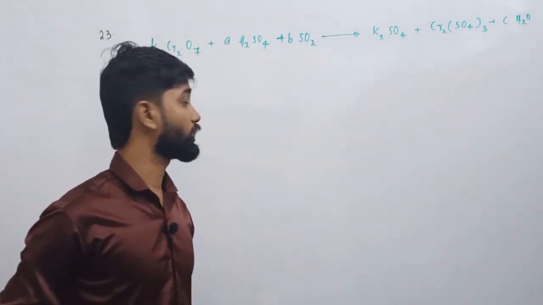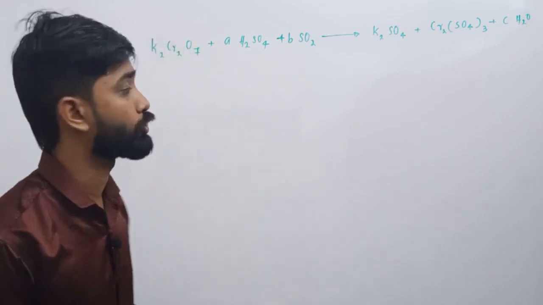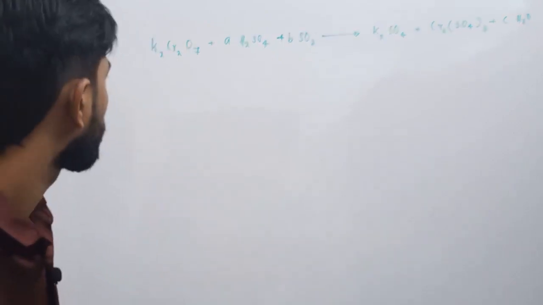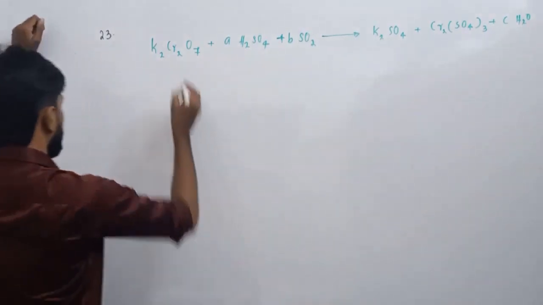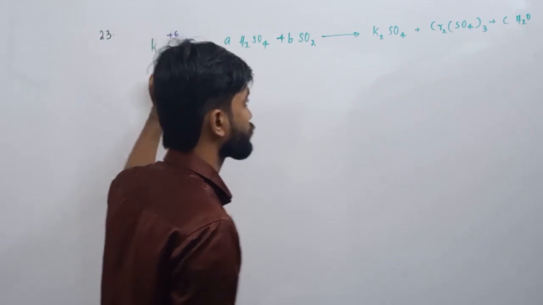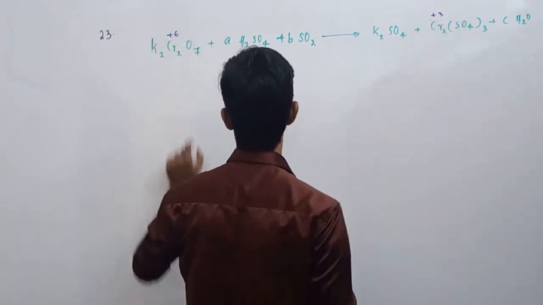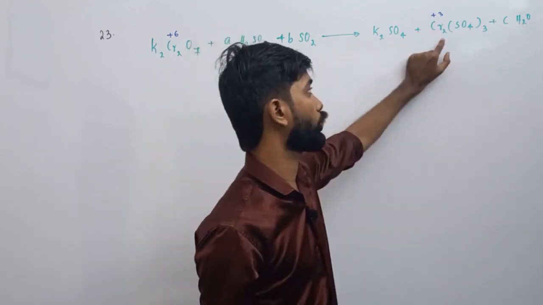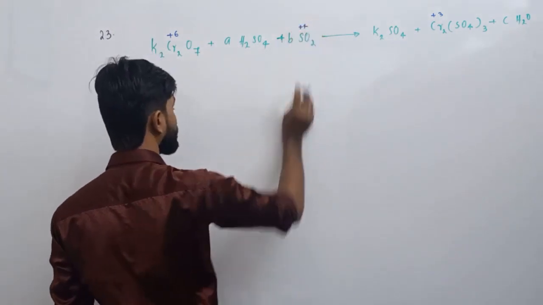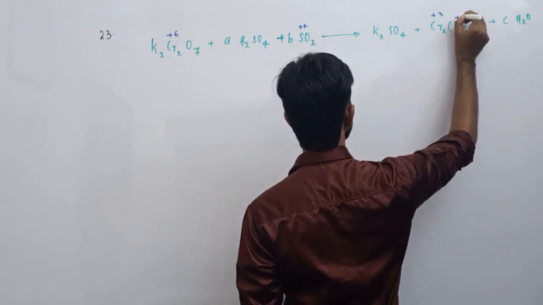So there are three general coefficients A, B, C, and you are asked to find the values of A, B, C. Okay, so let's balance this one. Here we have chromium in plus 6, and here the chromium is in plus 3. Here 2 chromium, here also 2 chromium, so the numbers of chromiums are the same. And the sulfur is in plus 4, and here it is in plus 6.